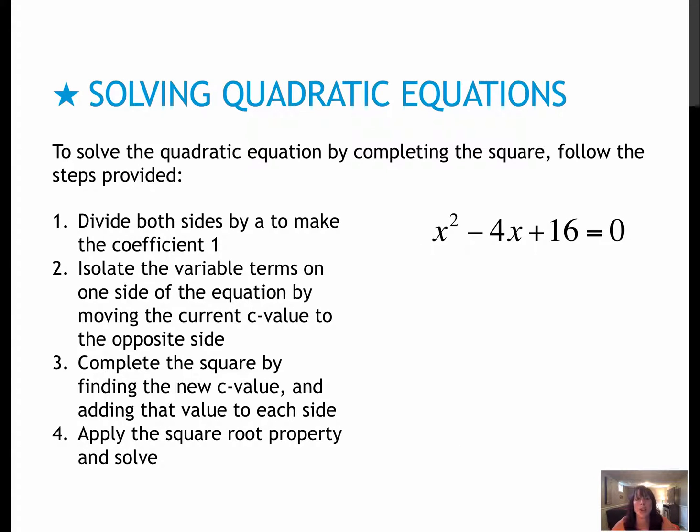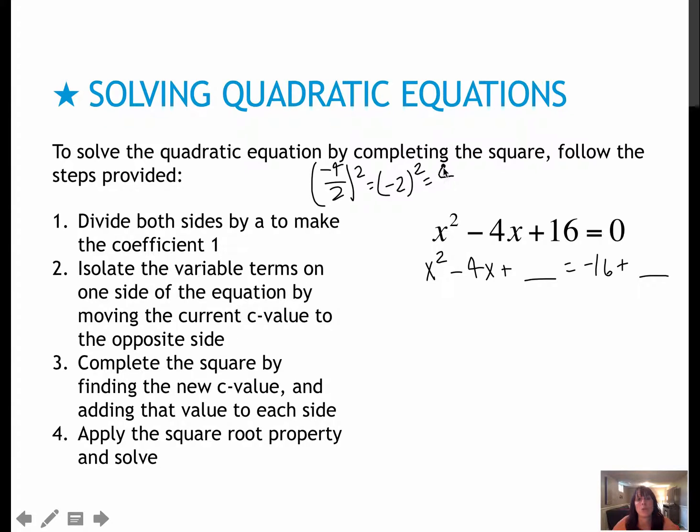Here's one for you to try on your own, so press pause, try the question, then press play to check your work. Notice there's no value in front of the x squared. That makes us happy. So let's rewrite this as x squared minus 4x plus blank equals negative 16 plus blank by subtracting the 16 from each side. Find the value that goes in the blank by taking b, which is negative 4, and halving and squaring. So negative 4 divided by 2 is negative 2. Negative 2 squared is positive 4.